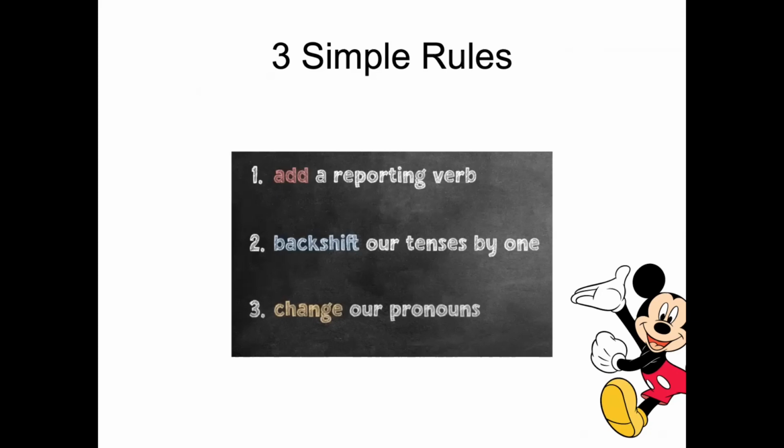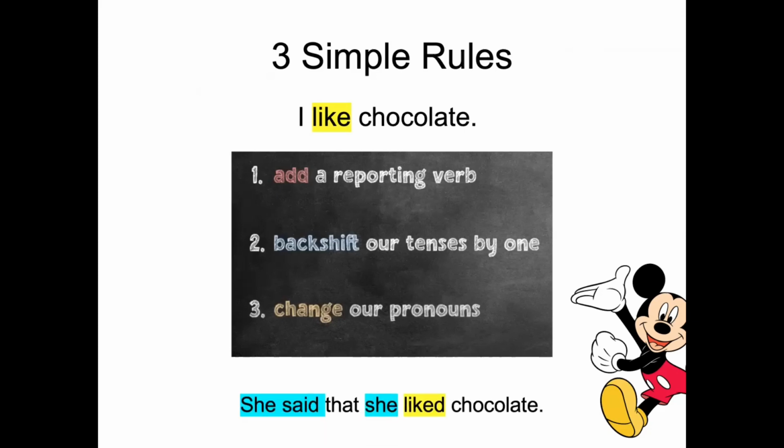First, let's take a look at direct speech. And the speech is, I like chocolate. Now, changing it to reported speech. She said that she liked chocolate. We've added the reporting verb, she said. We've also backshifted our tenses, like, liked. And we've changed the pronouns. I has gone to she.